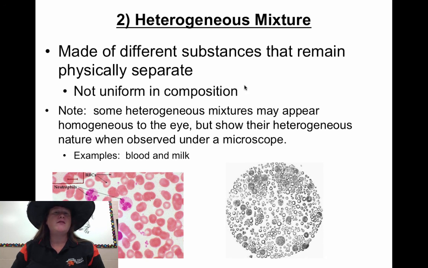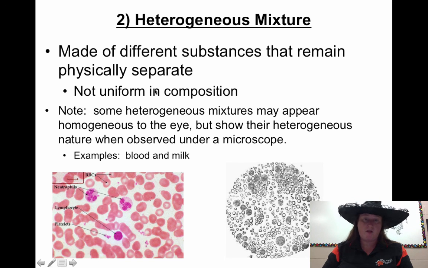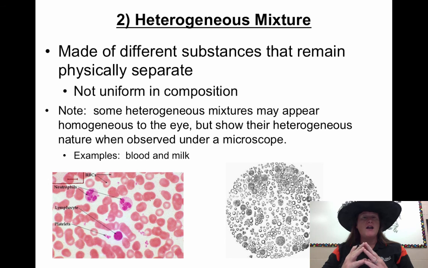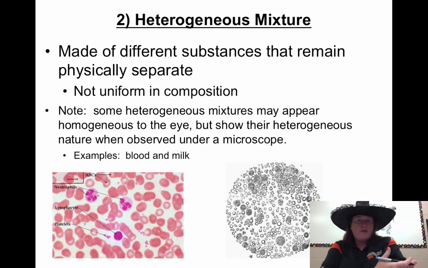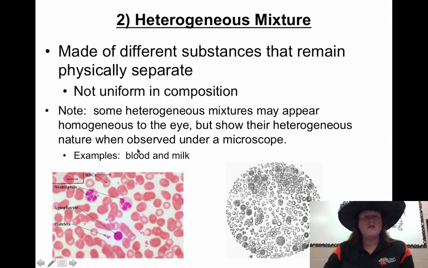All right. Heterogeneous mixtures are made of different substances that remain physically separate. They are not uniform in composition, as you can see right here. Now a little note: there are some heterogeneous mixtures that may appear homogeneous to the eye. For example, if you donated blood and you looked at the blood in the bag as it is coming out of your arm, it all looks to be homogeneous. But if you look at it under a microscope, you will see the individual components. We have platelets and red blood cells and white blood cells and other components in the blood.